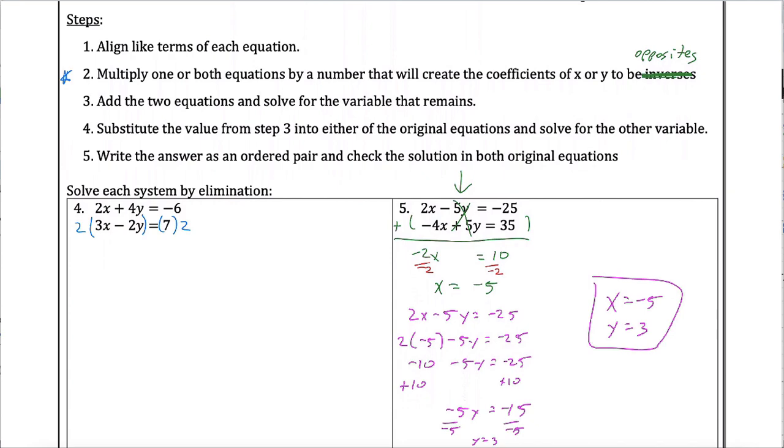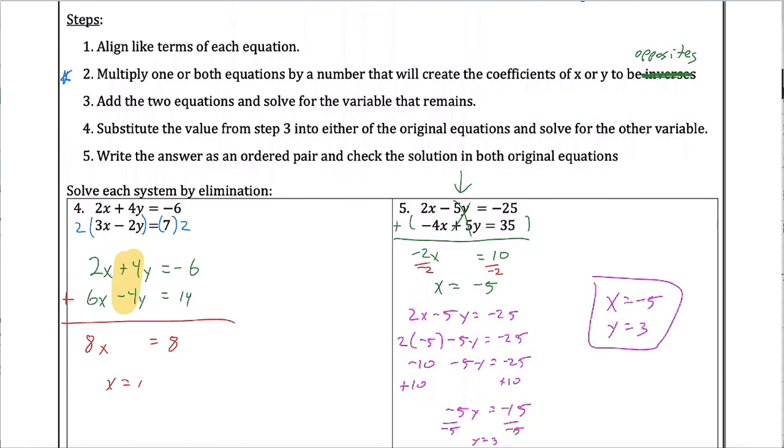The top one is already a positive 4y. I'm going to leave that the way it was. I didn't change it, so I'm going to rewrite it here. But the bottom one, when I distribute that 2, will be 6x minus 4y equals 14. And now I have what I'm looking for, which is a positive 4y and a negative 4y that have opposite coefficients. And so now I can cancel them out by adding together. 2x plus 6x is 8x, and negative 6 and 14 is 8. So x equals 1. And then I can go back to either of my original equations.